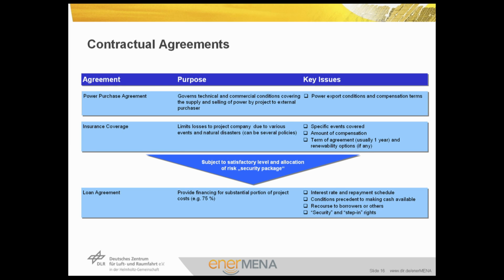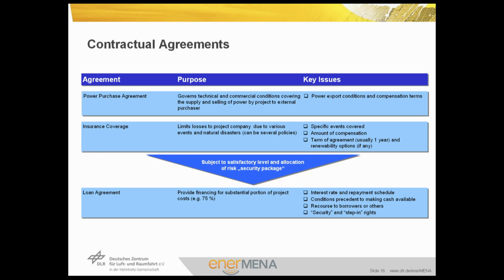The insurance coverage limits losses to the project company due to various events and natural disasters. We're speaking here about typically force majeure. The force majeure events are to be precisely listed, and the amount of compensation has to be also defined in this agreement. It is known that the more you insure, the higher will be the prices. So the amount of insurance coverage is based normally on balancing of the risk and the probability of that risk. The agreement should include also the term of the agreement, which is renewed usually on an annual basis.